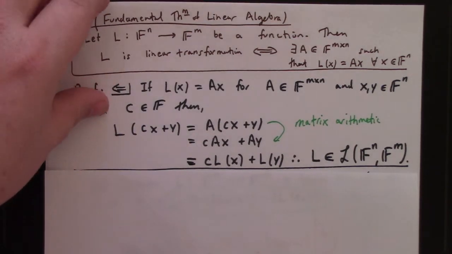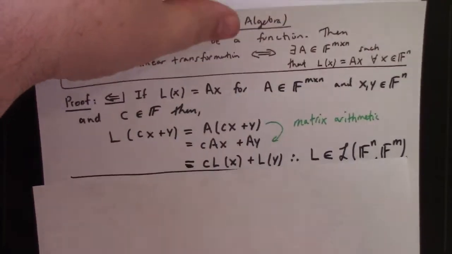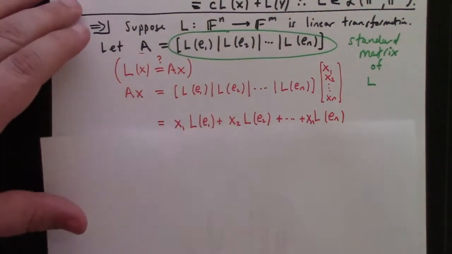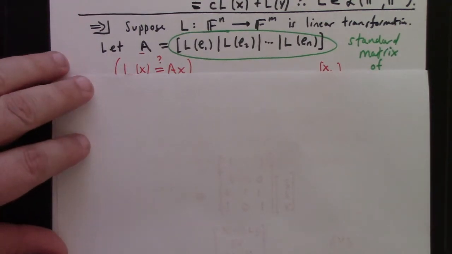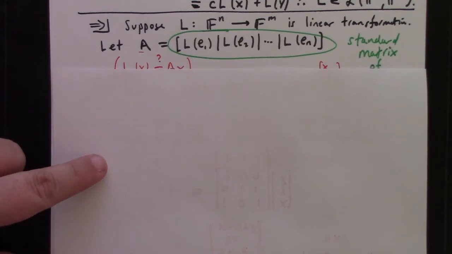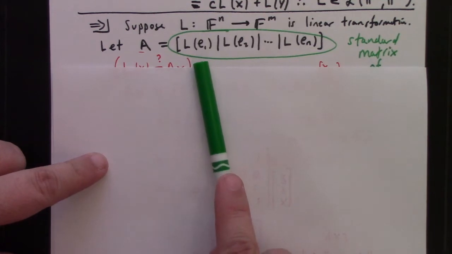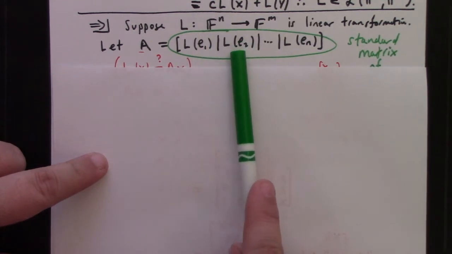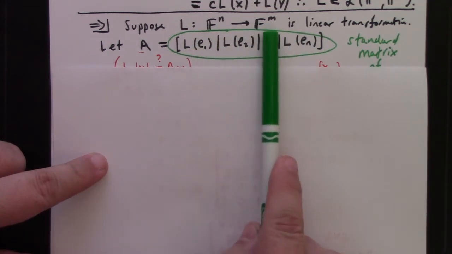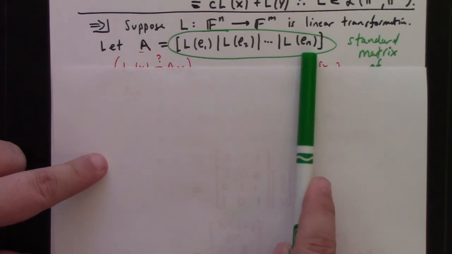And then the forward direction is actually a little bit less trivial. It requires us to begin our study of what's called the standard matrix. So if we have L, a linear transformation from Fn to Fm, I can make up this matrix. I'll feed L the first standard basis vector, the second standard basis vector, all the way out to the nth standard basis vector. Each one of these is an Fm output, which makes there m rows, and there are n columns by construction, so it's an m by n matrix.